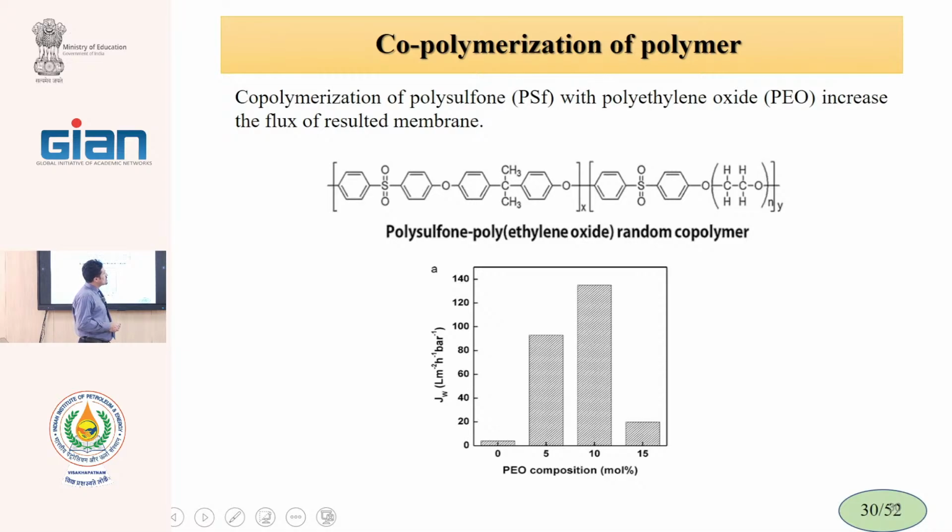Or with the production of copolymers produced from two different polymers, with the combination of a hydrophilic polymer with a hydrophobic one, we can increase the hydrophilicity of the membrane. And in this research, when 10% ethylene glycol is inserted into the polysulfone structure, we see that the permeate is very, very increased.